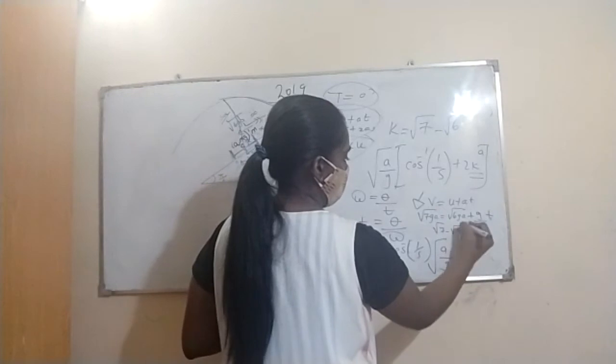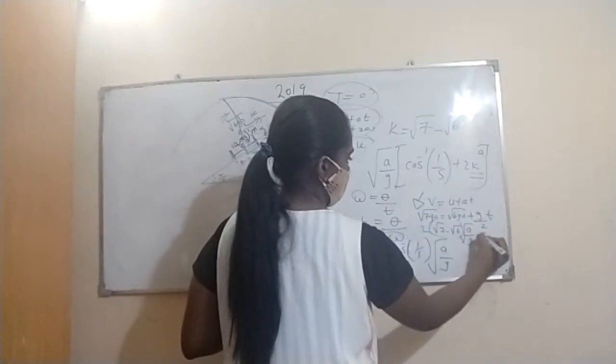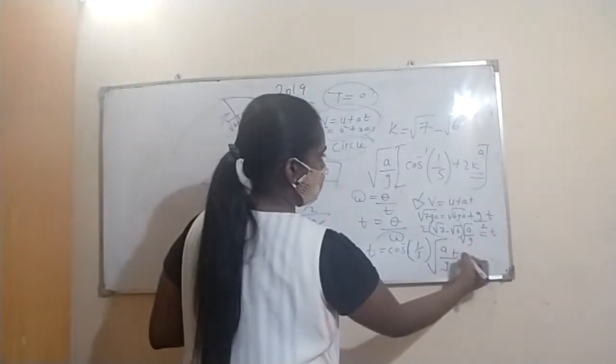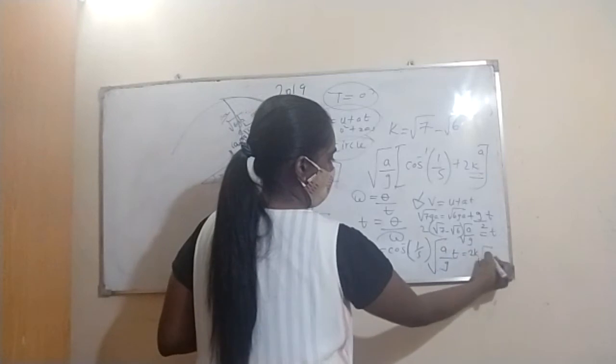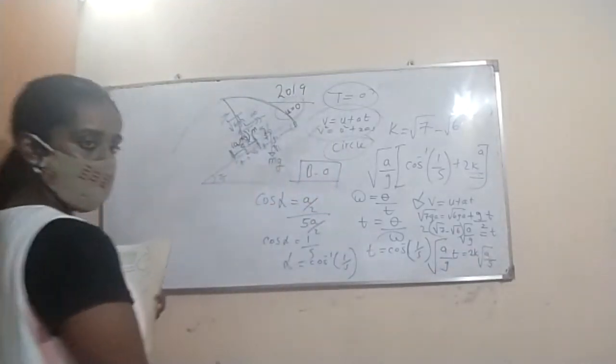Okay? Then we have the square root of A over G, times 2, that is equal to T. So T is equal to 2K into the square root of A over G. Therefore, we found the time. Therefore, we can write what?